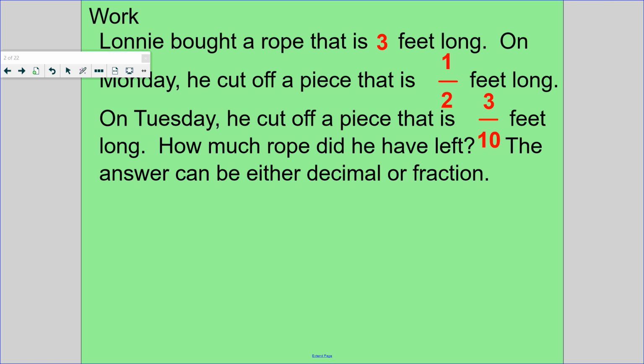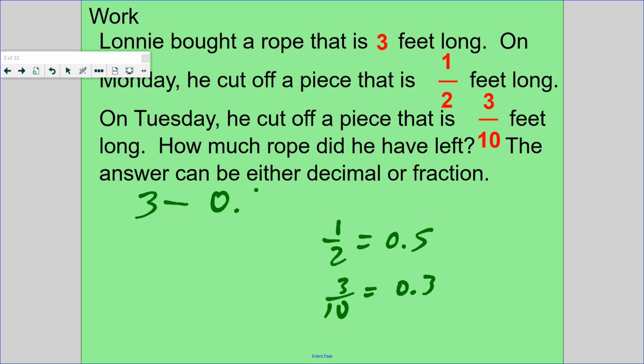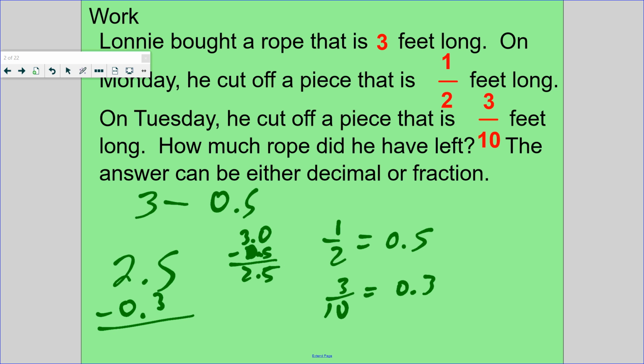So he has a rope that is 3 feet long. He cut off a piece that is half a foot. So 1/2 is the same as saying 5/10. Then he cut off a rope that is 3/10. So if you have a 3-foot rope and you cut off 5/10, that's 2.5 or 2 5/10. To show it mathematically, 3 0/10 minus 5/10 is 2 5/10. Then he cut off 3/10 from that, and the answer is 2 2/10.